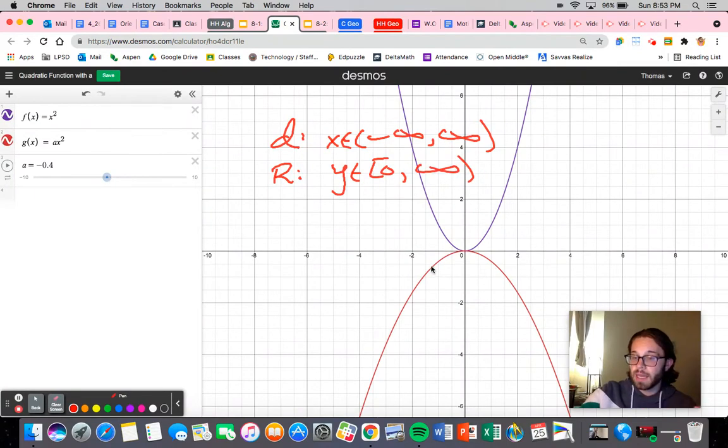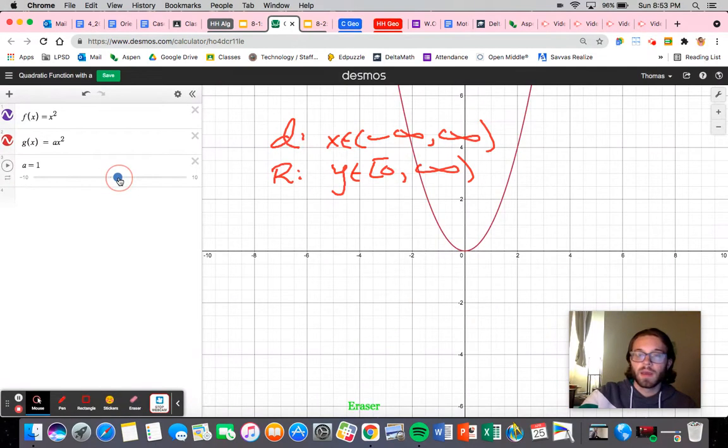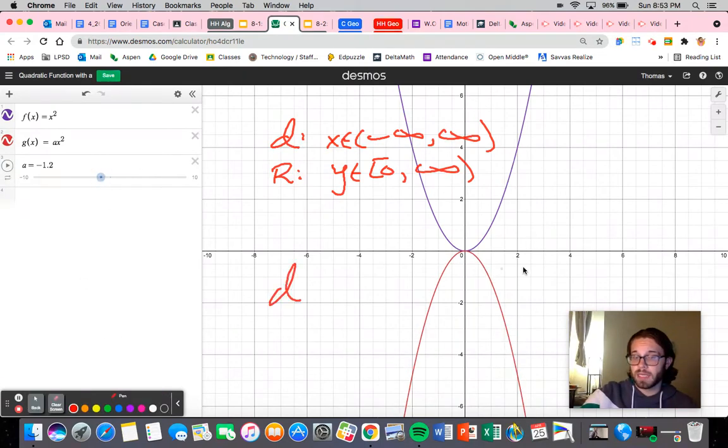Now, if I make my a negative, oh, you know what? Before I do that, here it is at 1. If I make it less than 1, my domain and range don't change, right? I'm still going to have that. If I make it greater than 1, my domain and range don't change. The problem is when I make it negative, it will change. The domain won't, right? The domain is still, I can still put in any number.